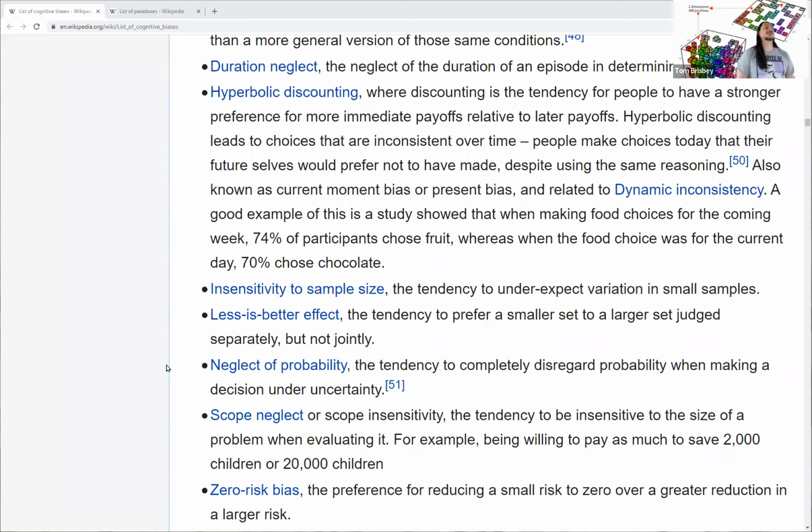The insensitivity to sample size, the tendency to under-expect variation in small samples. Yeah, if you don't have a big enough group for your testing, you could be getting bad data, and you probably are, which is a different way of saying you are not getting average data, because average data is a function of sample size. So you can't have a small group of people that is very highly selected and expect to get an average result. No, you are engineering a bias, which in some cases is exactly what you want to do.